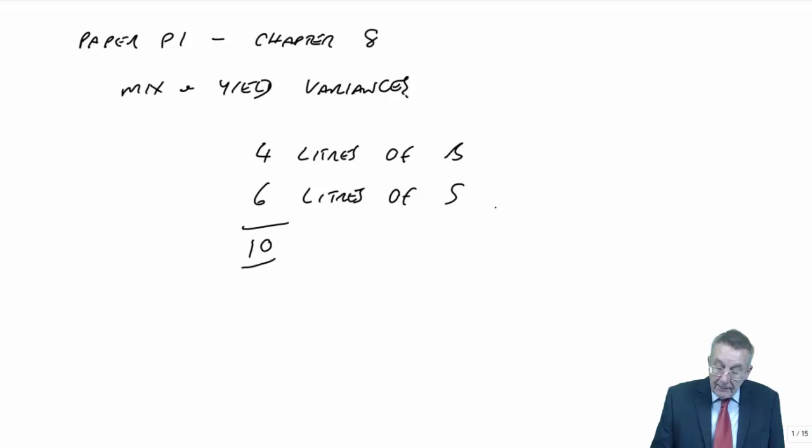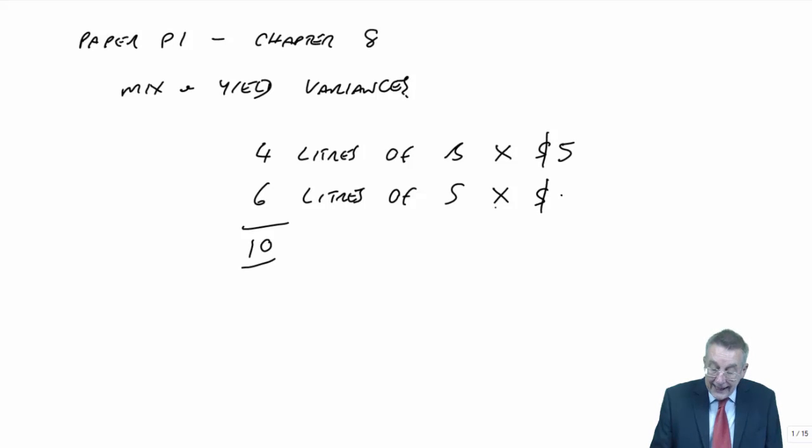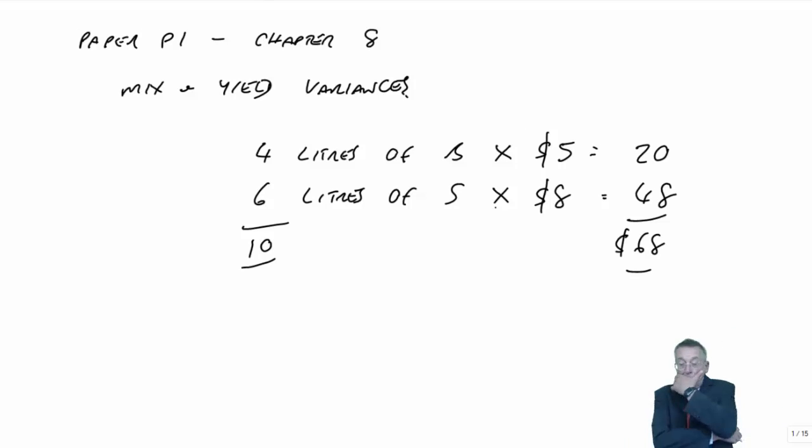Suppose the cost per litre for banana is $5 and the cost per litre for strawberry is $8. So in total, for banana, there's $20, $48 for strawberry. So in total, it's costing $68. Now, suppose that was our standard cost card. So every 10 litres of this mixed juice we make should cost us 68.